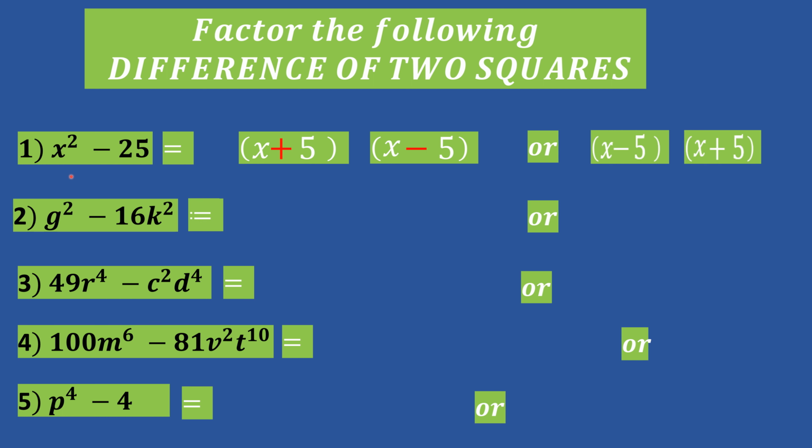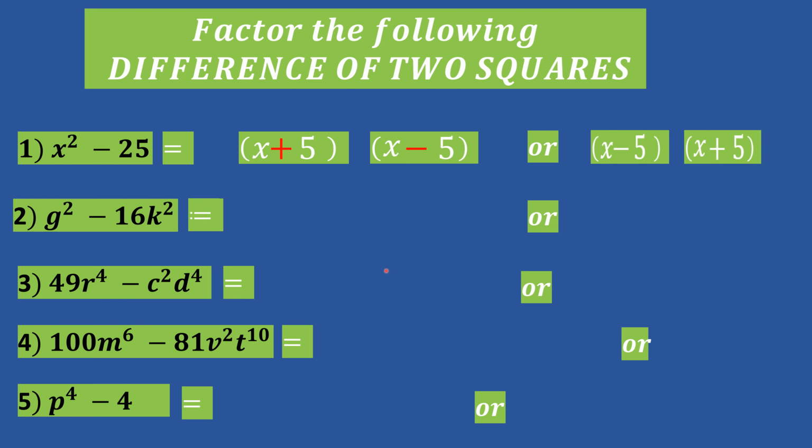Again, the factors of the difference of two squares are the sum and difference of two identical terms. So where are the two identical terms? The x and the 5. So let's proceed to number 2.